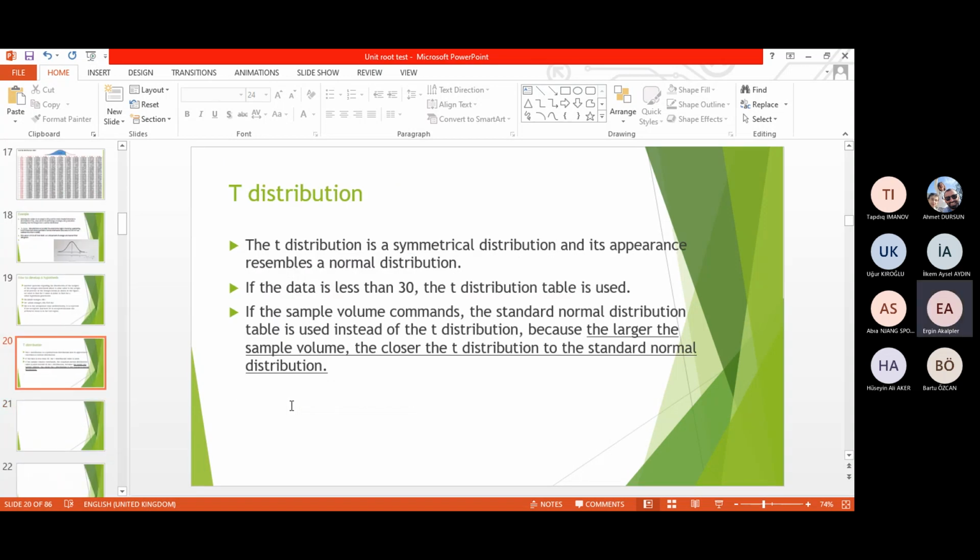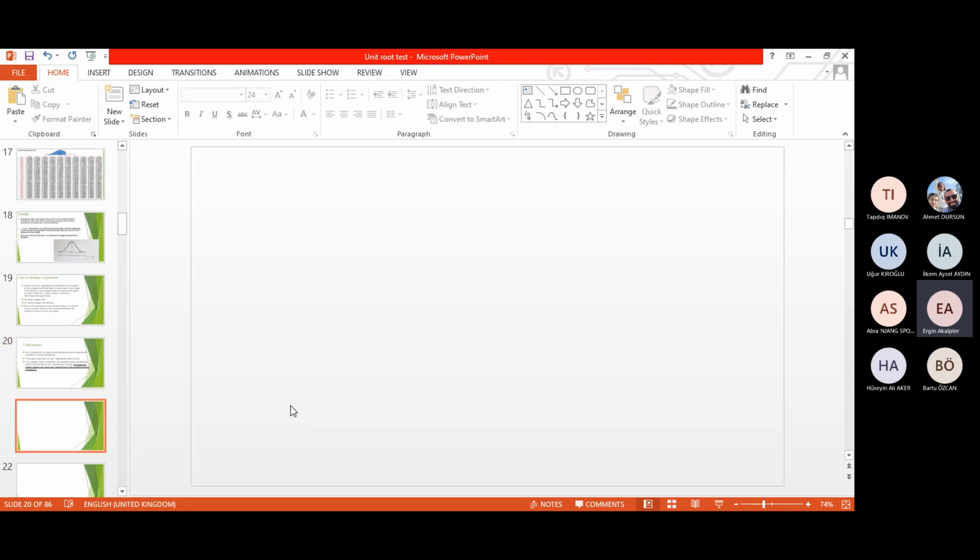T distribution. The T distribution is another form of these distributions. We have illustrated the normal distribution. Now we are jumping to the T distribution. The T distribution is a symmetrical distribution, and its appearance resembles a normal distribution. If the data is less than 30, the T distribution table is used. If the sample volume is larger, the standard normal distribution table is used instead of the T distribution, because the larger the sample volume, the closer the T distribution is to the standard normal distribution. So they are somehow approaching each other.